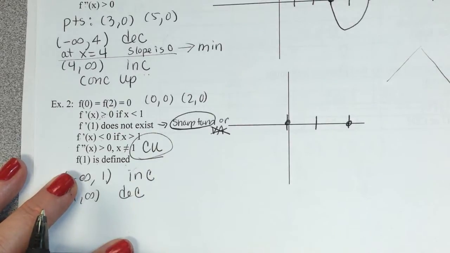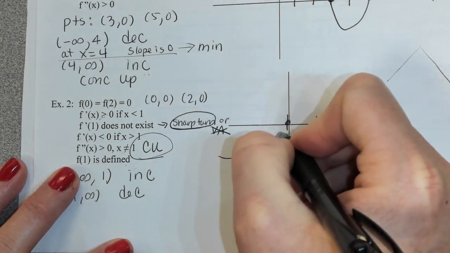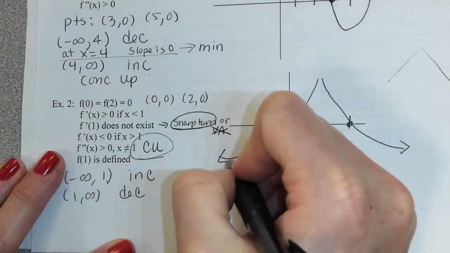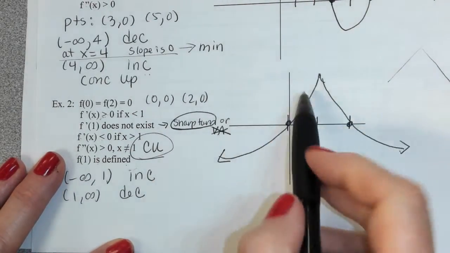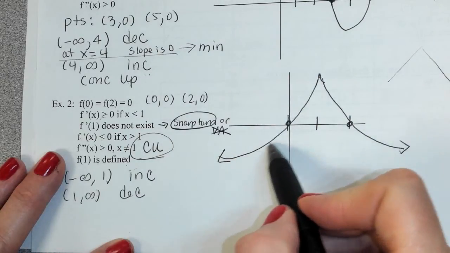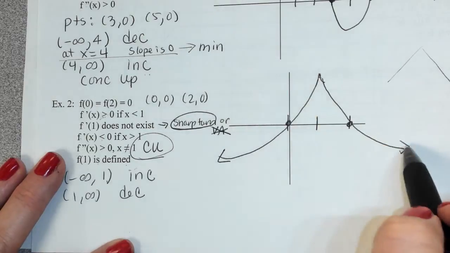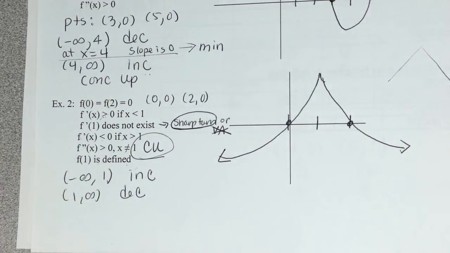What's it going to have to be? The cusp. It's going to have to be this, guys. Because look, this goes increase to decrease. It has the sharp turn like it needs. And it's concave up. See how it's curving like in the upward direction there? So that's the shape it's going to have to be.